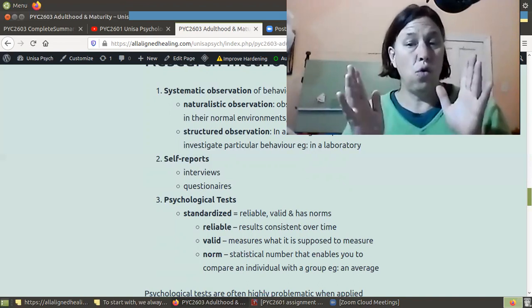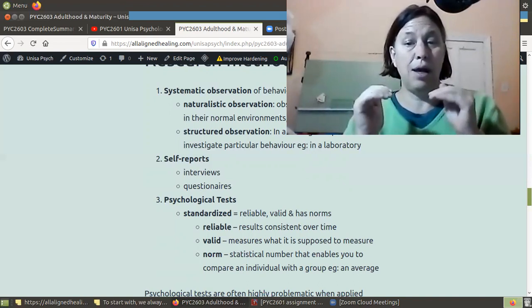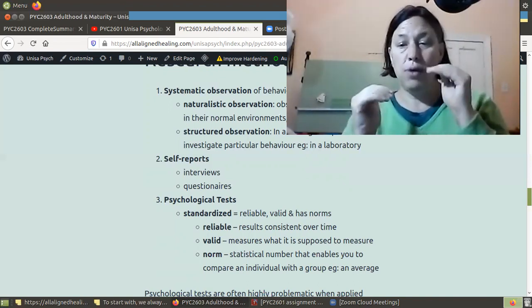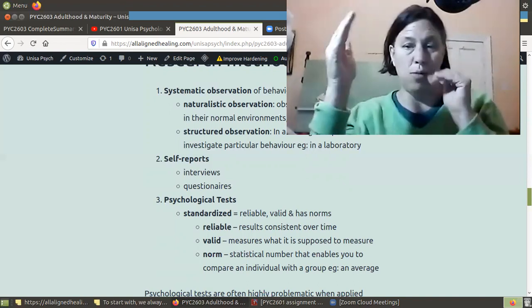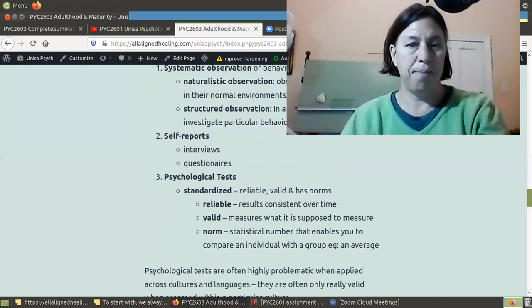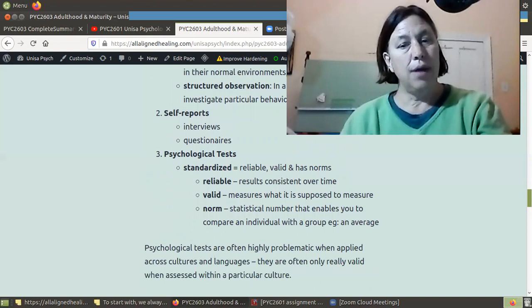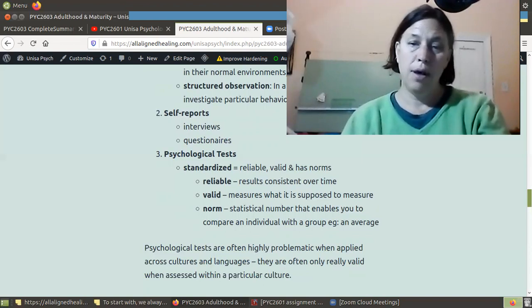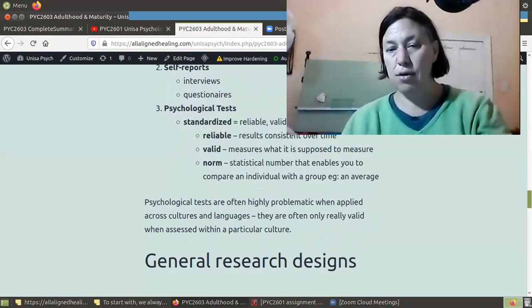And norms: statistical numbers that enable you to compare an individual with a group. For example, an average, a maximum, a minimum, a mean, a certain percentage. A norm. Psychological tests are often highly problematic when applied across languages and cultures, and they are often only really valid when assessed within a particular culture. So they're useful, but they're not written in stone.